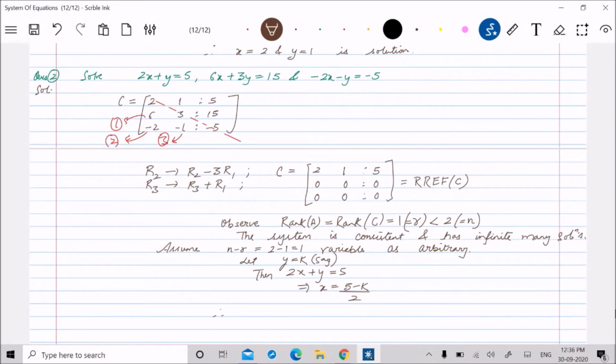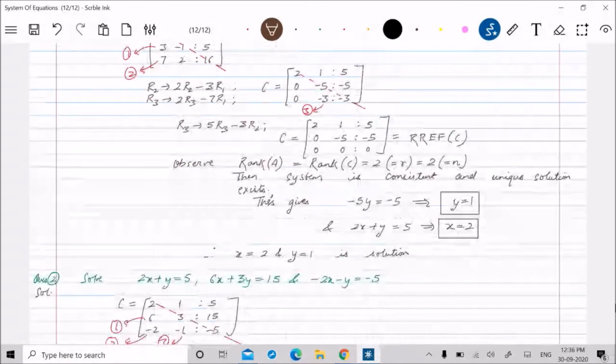Therefore this is the answer: x equal to (5 minus k) upon 2 and y equal to k is the solution. And it is not just a single solution, it is a class of infinite solutions, because k is arbitrary. You can choose any k and you can have as many solutions as you want. So this is case number 2.